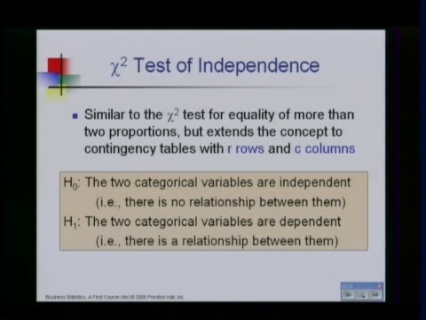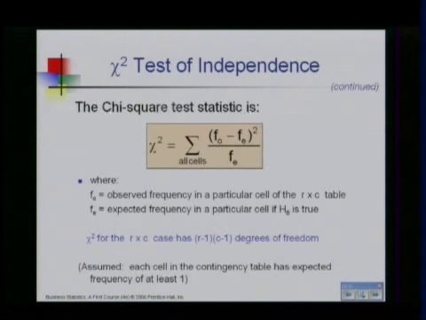The null says they're not. The alternative says they are. But we only have one population, and we want to know relationship or dependence. That's the key thing to look for as you read your problem. Okay, now we have two groups or categories. And again, the null says they're independent. There's no relationship. The alternative says they are related or dependent.